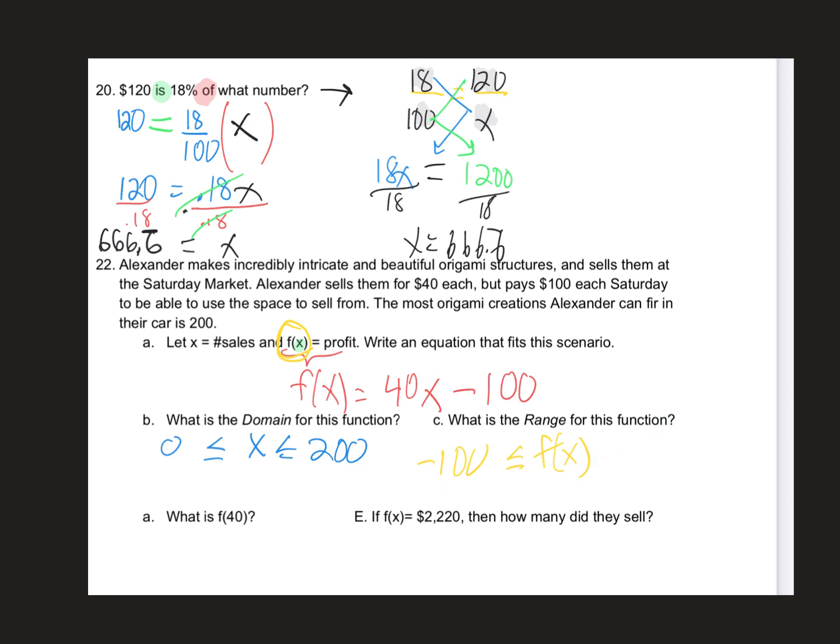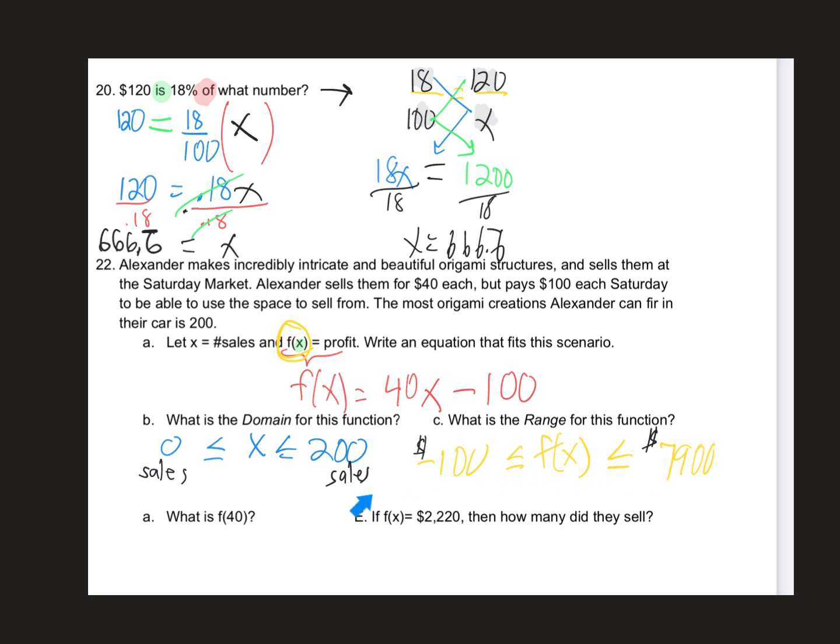And the biggest, so f of x has to be less than or equal to, what's the maximum money we can make? Well, if we sold all 200, our profit, f of 200, would be 40 times 200, which is 8,000. Take away 100, which is 7,900. So there's our range.